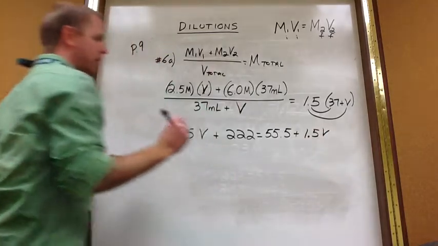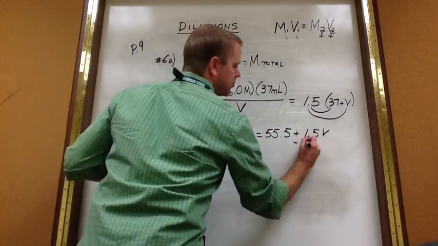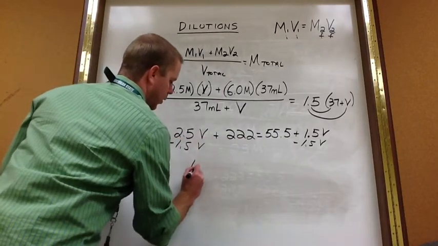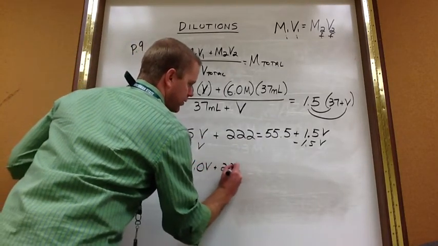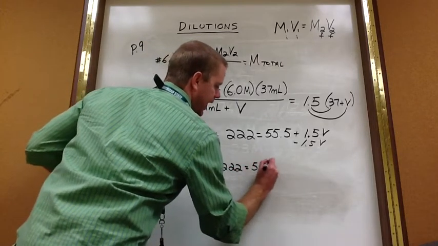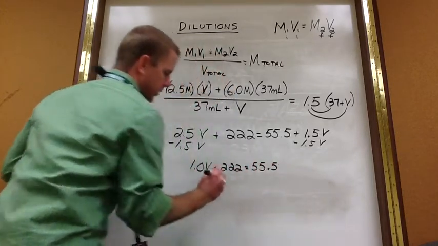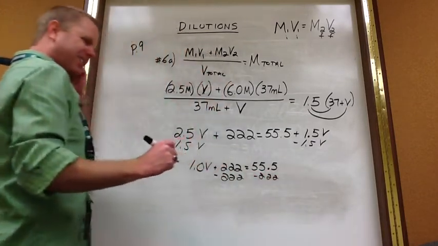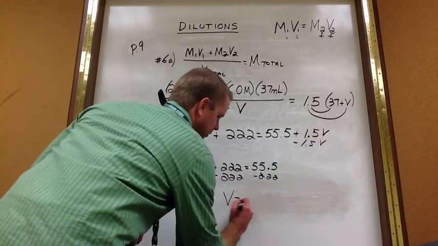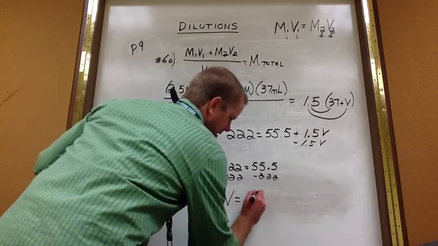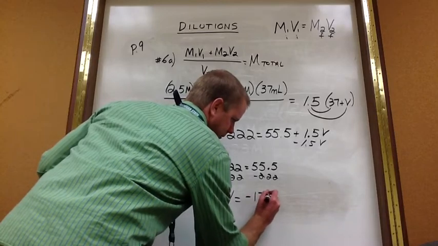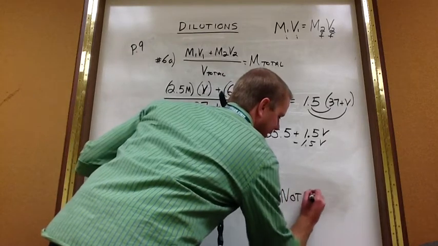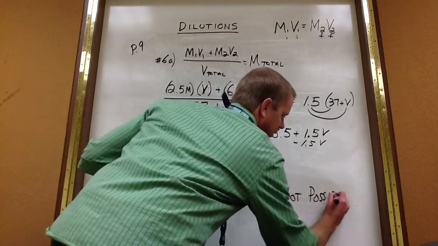Okay, in algebra, what we do now is we combine like terms. So you subtract 1.5 V from both sides, and you get 1.0 V plus 222 equals 55.5. Anybody see an issue here? Well, you're going to subtract 222 from both sides, and you get a negative answer. So your volume is equal to negative 170 something, whatever it is. No. You can't have a negative volume, so the answer is not possible.